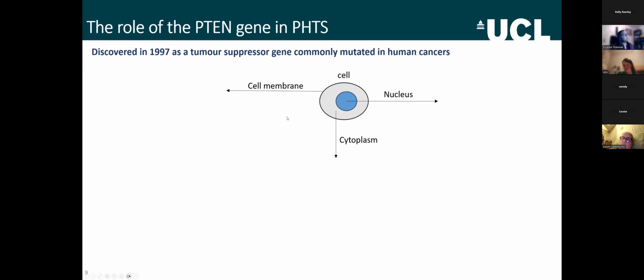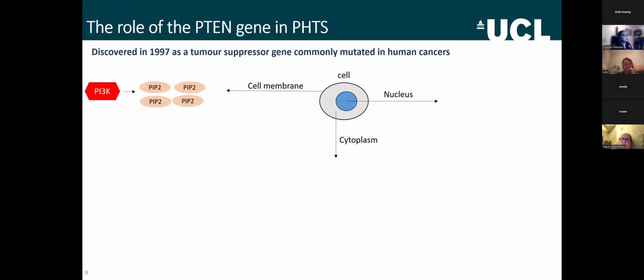Now, PTEN's most important function is at the cell membrane. As I said, the cell membrane has protein molecules, but it also has fat molecules known as phosphoinositides, therefore the first two letters, PI. Now, this particular phosphoinositide has two phosphate groups on it, therefore the P2. We call it PIP2 to make it easy. The cell membrane is rich in this particular lipid, which has two phosphate groups.